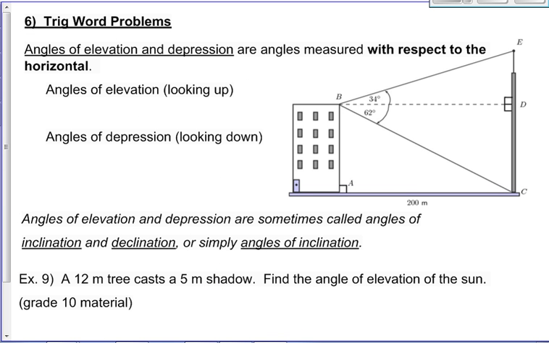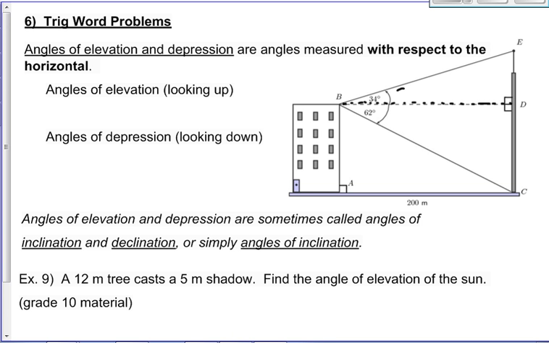The last thing we'll look at are some trig word problems. From last year, from grade 10, you'll know that angles of elevation and depression are angles measured with respect to the horizontal. But this is something that gets messed up a whole lot. So they're just like your reference angles in standard position. They're compared to looking straight forward.